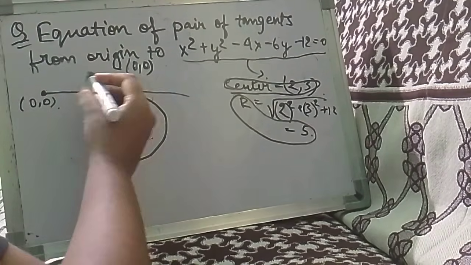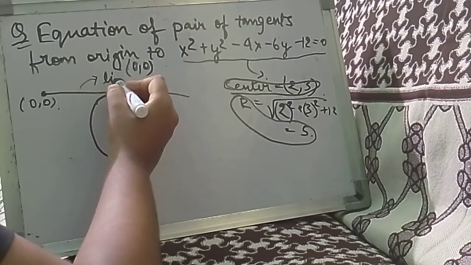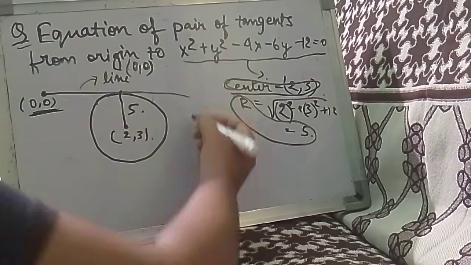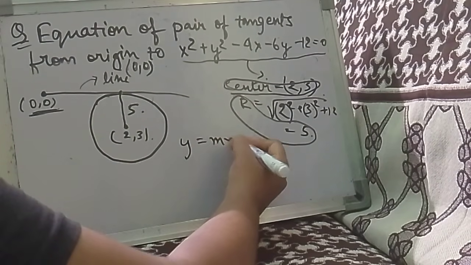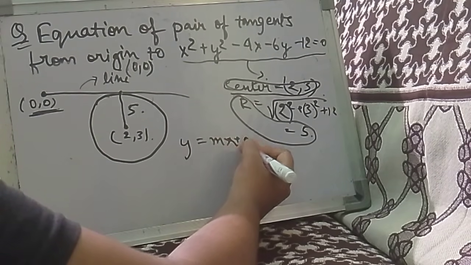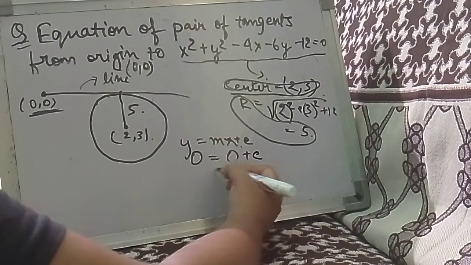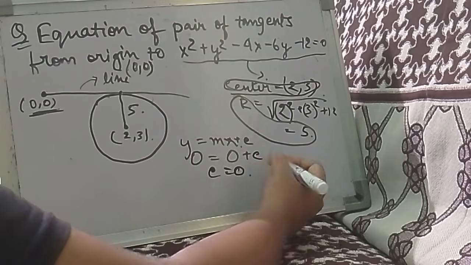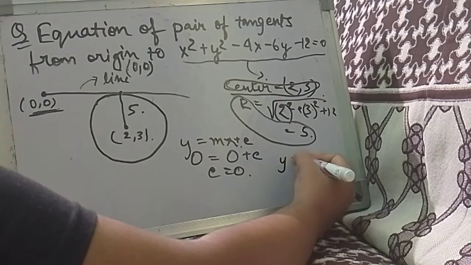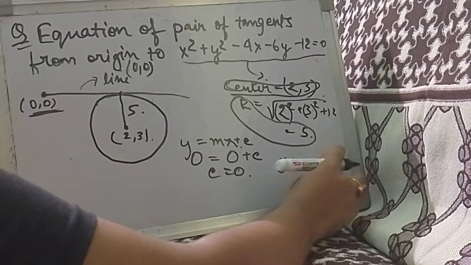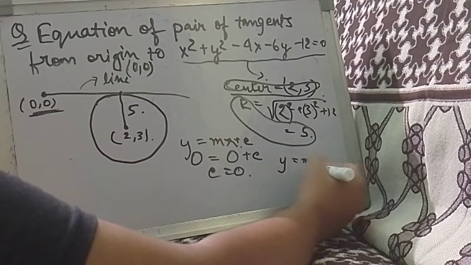So when a line passes from (0, 0), it becomes y equals mx plus c, where y is 0 and x is also 0, plus c. So c becomes 0, and the line becomes y equals mx.